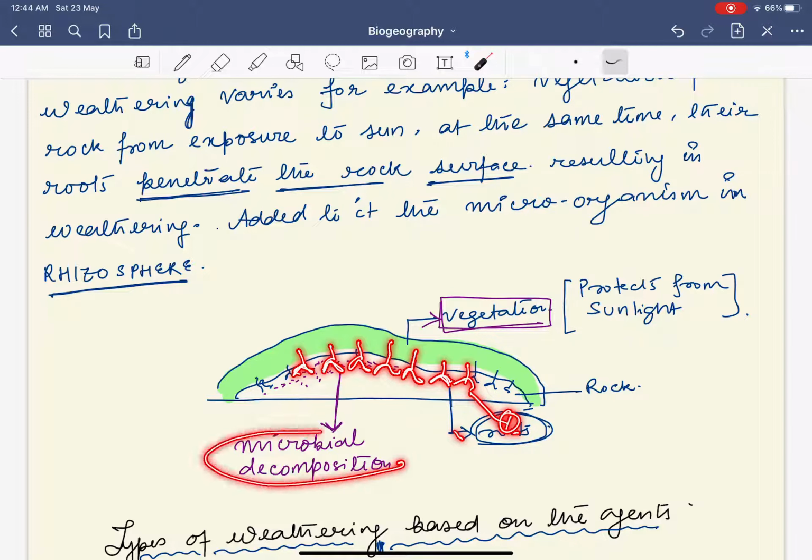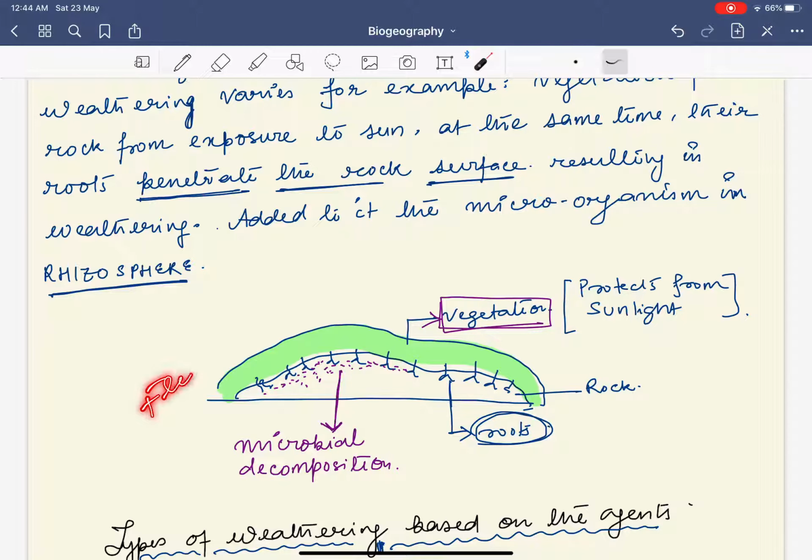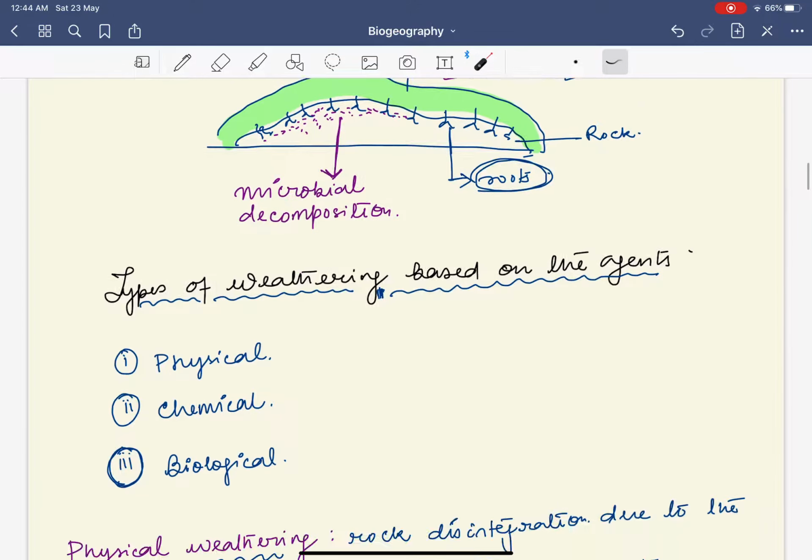Number two, it will help in the growth of the microorganisms that will continue decaying this rock. But at the end of the day, because of this vegetation, it actually prevents the fluvial part, or the flowing water, from eroding this entire surface. So basically you can see that on one hand they are protecting the surface from weathering, that is from the sunlight as well as from the running water, but on the other hand it is the roots and the microbial decomposition that is also supporting weathering.